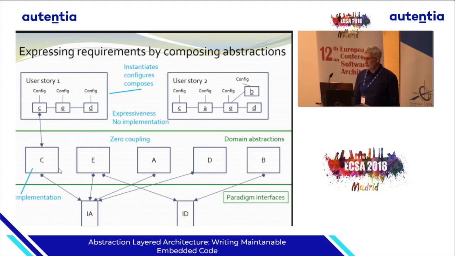And to enable the instances in the user stories to actually communicate, they use what I call very abstract interfaces. So they're not interfaces that are particular to any pair of abstractions. I call them paradigm interfaces because they roughly correspond with what we think of as programming paradigms. Things like just data flows or activity flows.